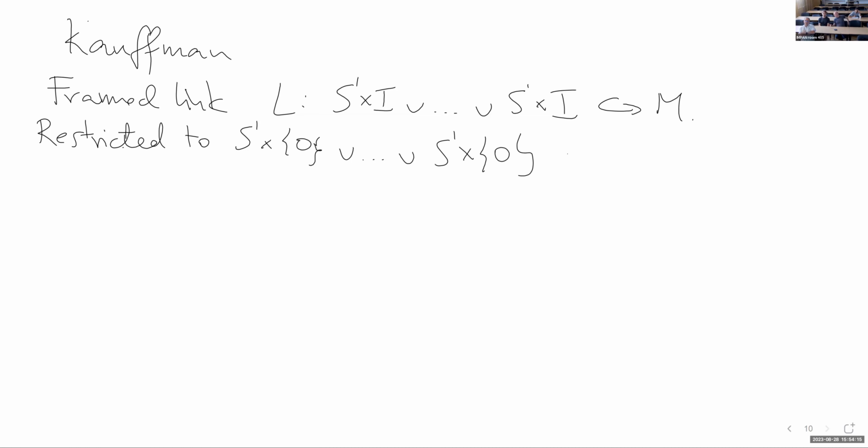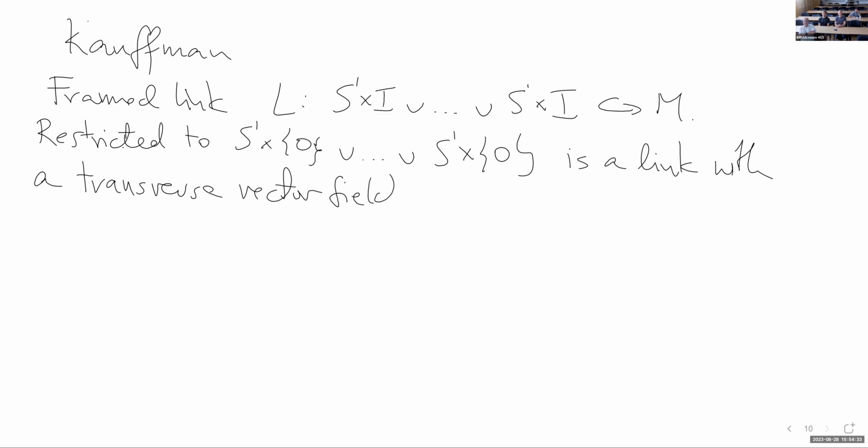It's a link with a vector field, with a transverse vector field given by those I-bundle structure. I'm being slightly loose here, of course, and this is called framing.